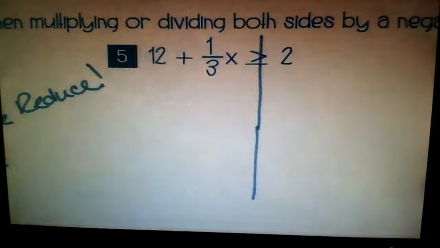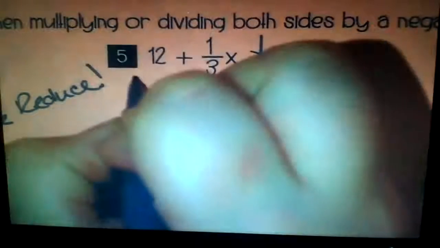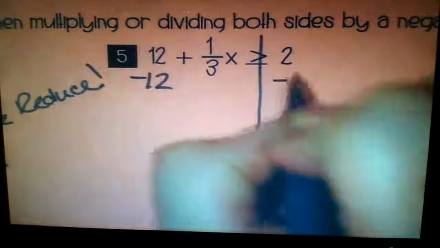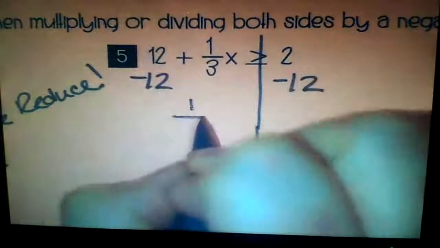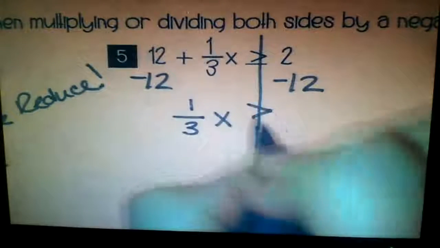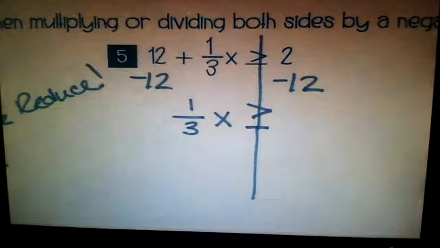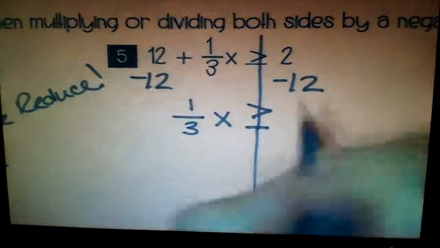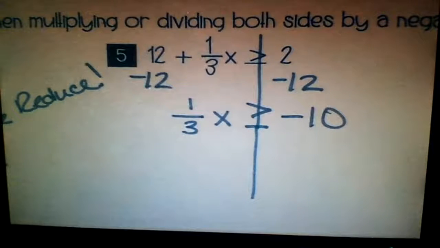Okay. What do I do here? Take out the 12. How do I take out the 12? Subtract it. Why do I subtract? Because it's positive. Okay? It's positive, so to remove it, we subtract. So 1/3 x is greater than or equal to -10. Good, Daniel.